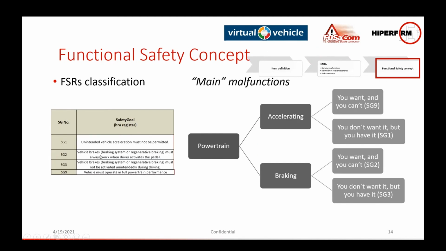As I said, the safety goals could be distributed in these 3 different groups. The first group is what could be, in a generic way for a traditional powertrain, this acceleration, and what you could have. For example, you would like to accelerate and you cannot, or the other way around, you don't want to accelerate and the vehicle accelerates by itself, or in the other way around for the braking as well.